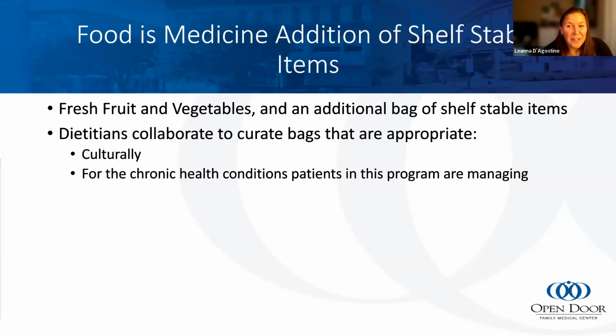This list so far includes foods like whole grains, beans, nuts and seeds, and spices. And now Feeding Westchester is working with a curator to try to obtain these items specifically for the Food is Medicine program. Next slide, please.